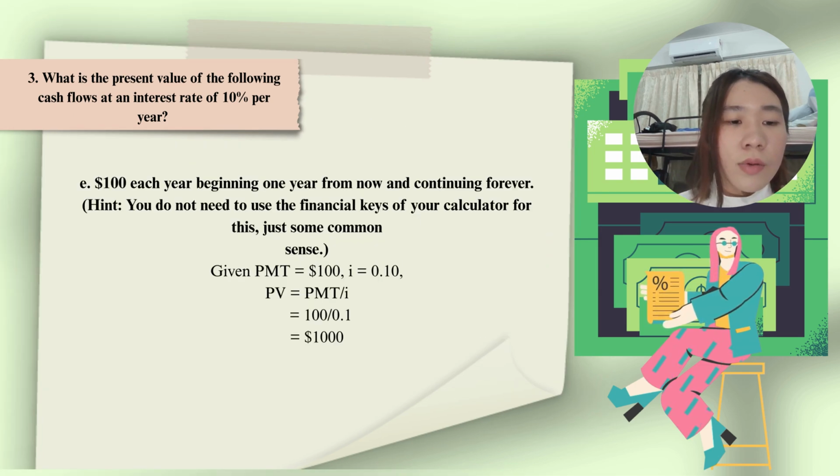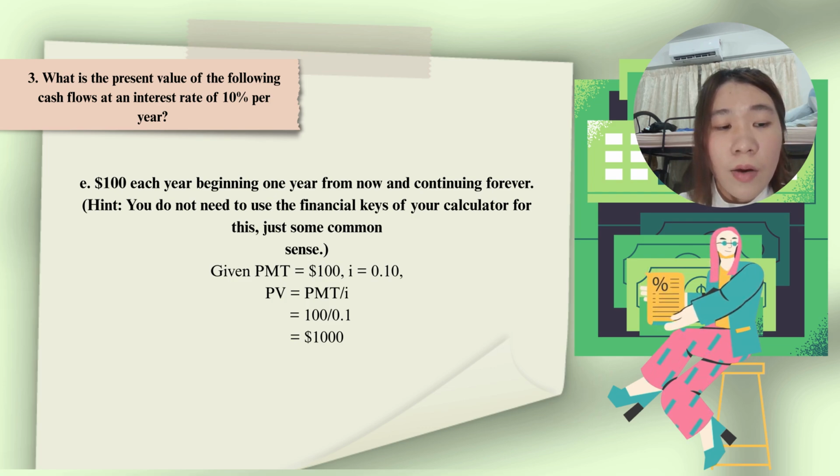For question E, we will need to find the present value of $100 each year beginning 1 year from now and continuing forever. In this case, when the PMT is $100 and the interest rate is 10%, we will just use the PMT divided by the interest rate to get the present value. That is by using $100 divided by 0.1. We will then find that the present value is only $1,000. This means that the present value of $100 each year beginning 1 year from now and continuing forever would only be $1,000. That's all from me. Thank you.